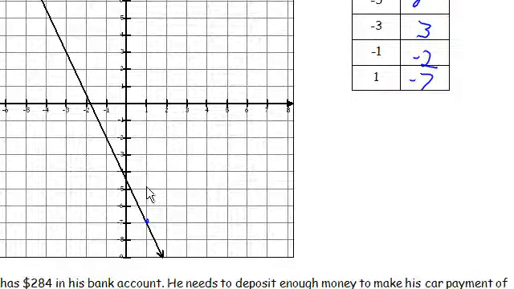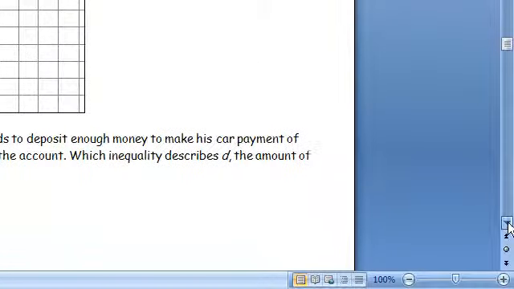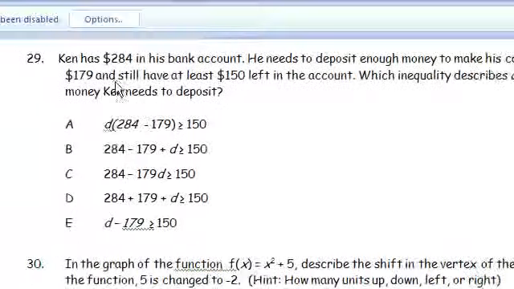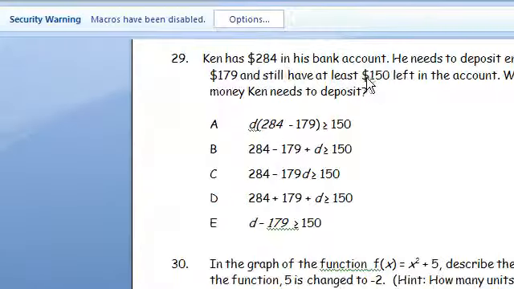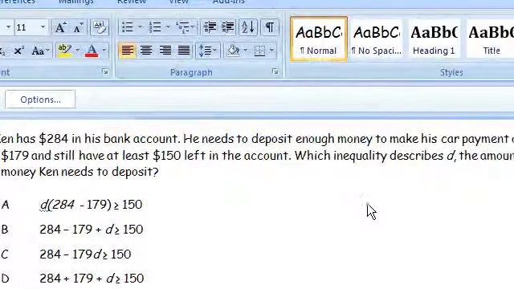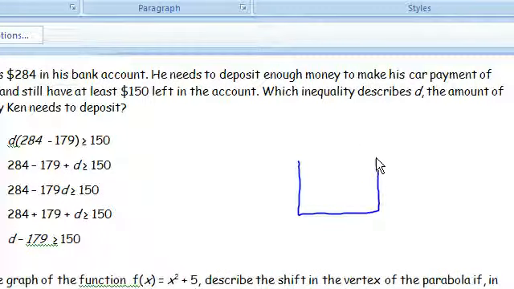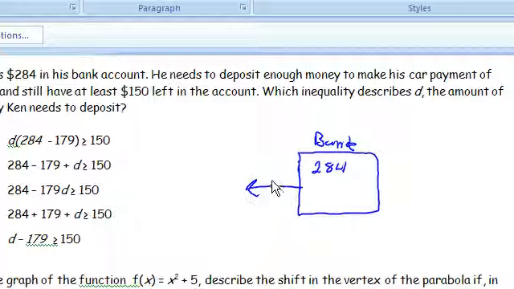Okay, let's go down to 29. Ken has $284 in his bank account. He needs to deposit enough money to make his car payment of $179 and still have $150 left in his bank account. Okay, so here's his bank account. He has $284 in it now. Here's the bank. He needs to make a car payment of $179.